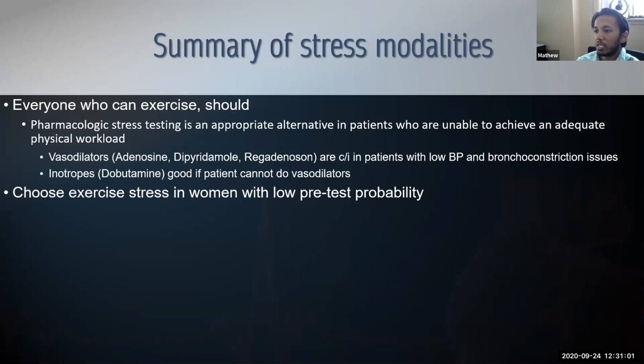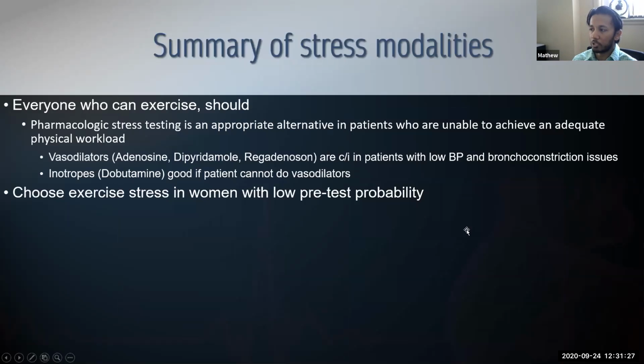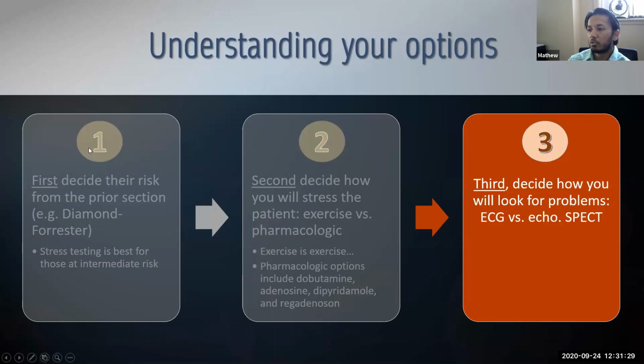Again, everyone that can exercise, exercises. I'm going to keep saying that because that's how they're going to test you on your boards. And choose exercise stress, ideally, in your women with low pretest probability. If you're not going to do a coronary artery calcium score, if you're not going to look for other conditions, and you say, hey, this person has a low pretest probability, but I think this is an atypical presentation, I still want to test them. If they are a woman, you should use the exercise stress test because they have a higher chance of false negative on your pharmacologics.